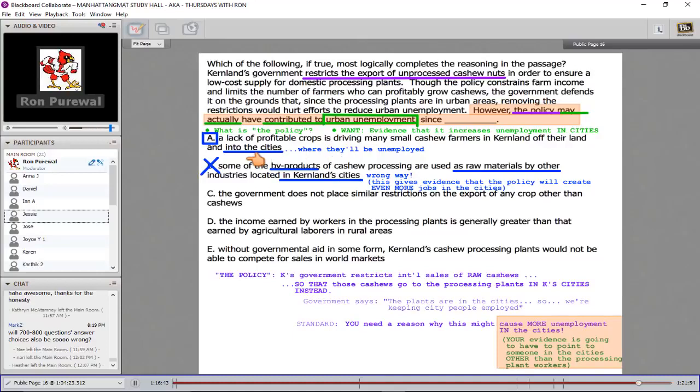Almost half as many of you guys picked B as picked A. B is relevant, but it's backwards. Maybe you just forgot which way you were supposed to take this. That is much easier to do than you would think, to actually get mixed up and go the wrong way. There are two ways to avoid that. Number one, just write down on the paper, I need to go this way. I need to argue that there will be more unemployment in the cities. If you just write that down and look at it, then you won't pick choices like B.